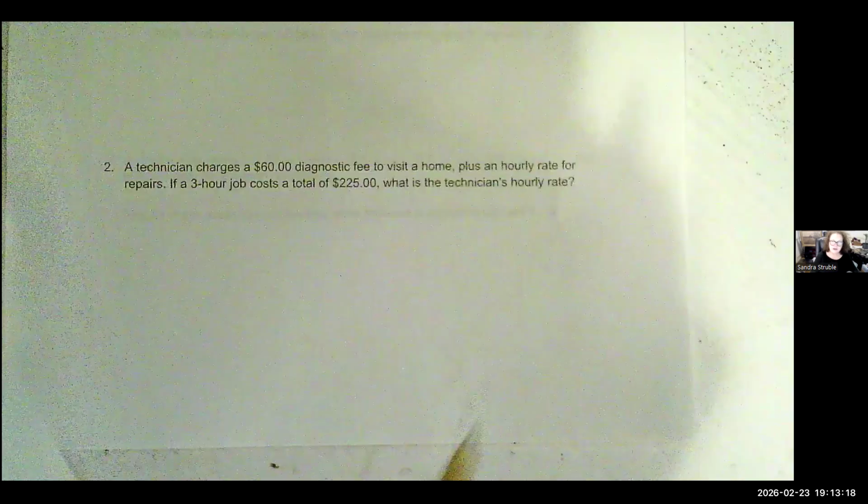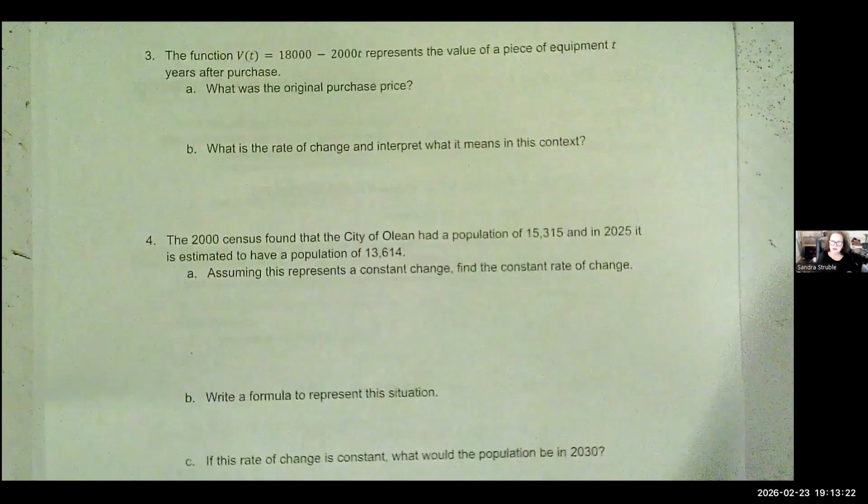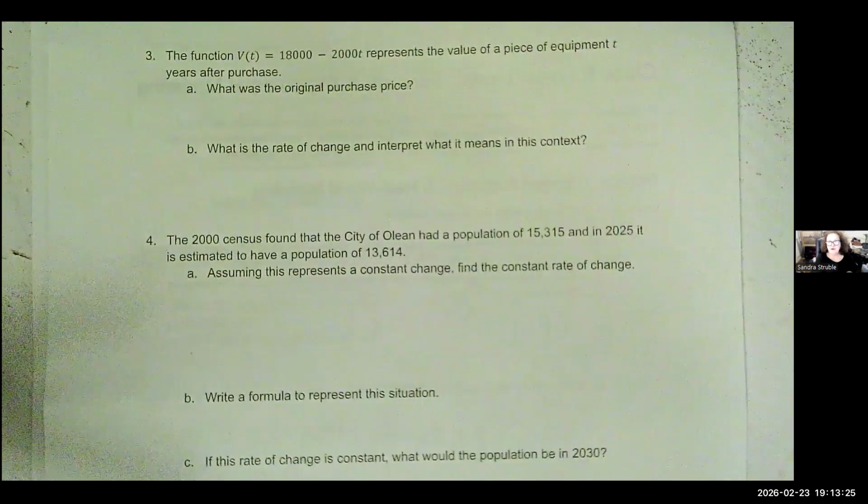Remember, you can always pause the video. If I'm going too fast, slow me down. There's different ways to do that. Speed me up, fast forward.